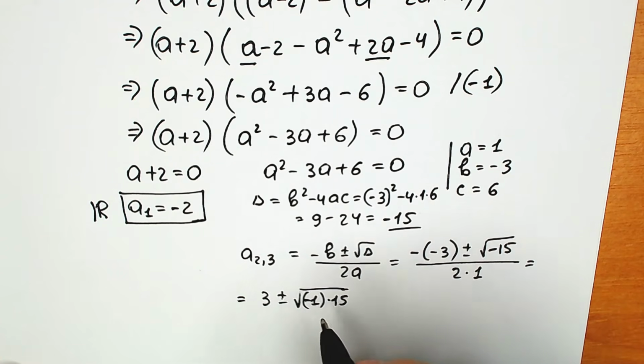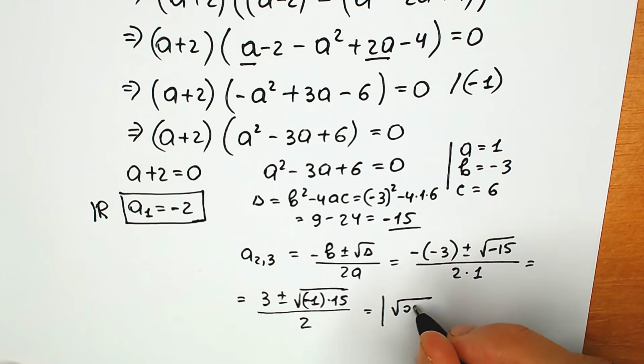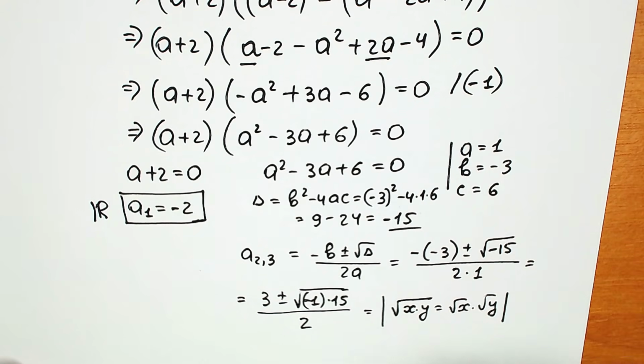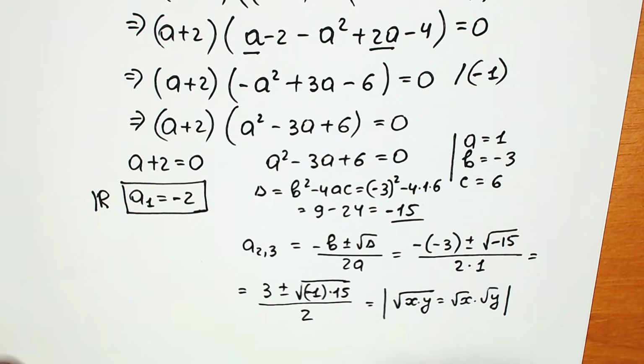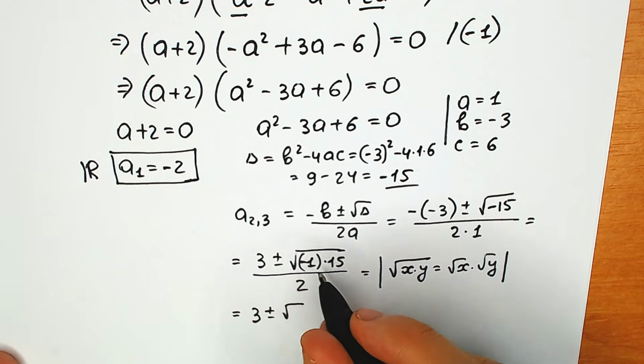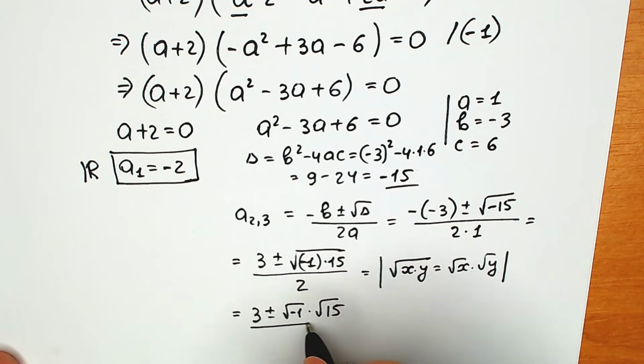We can easily express this in terms of multiplication all over 2. Now, square root of a product: when you have the square root of, for example, x times y, you can easily write it as square root of x times square root of y. This is a basic square root property, extremely important, extremely powerful, yeah? So we have 3 plus minus square root of minus 1 times square root of 15, all over 2.